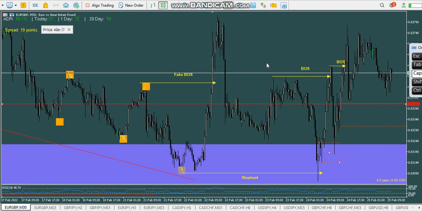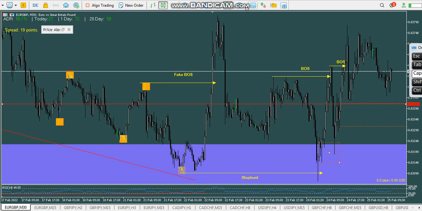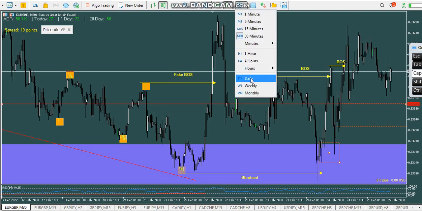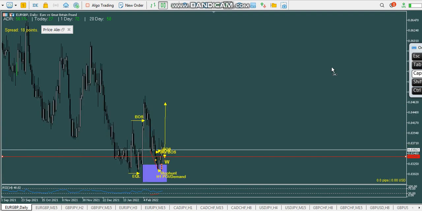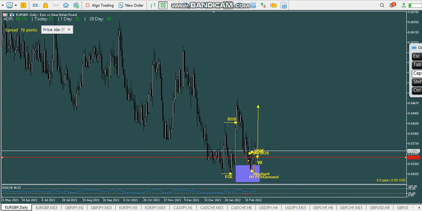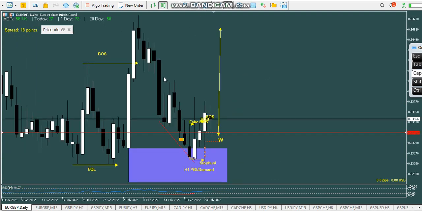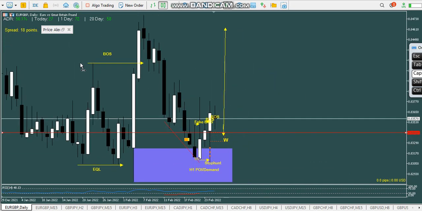Right, what I'm looking at here is the EURGBP pair, an entry that I missed and how I plan to jump in again. Right, let us go to the daily time frame so we can share what I was looking at. Right, on the daily time frame, guys, this is what caught my attention.